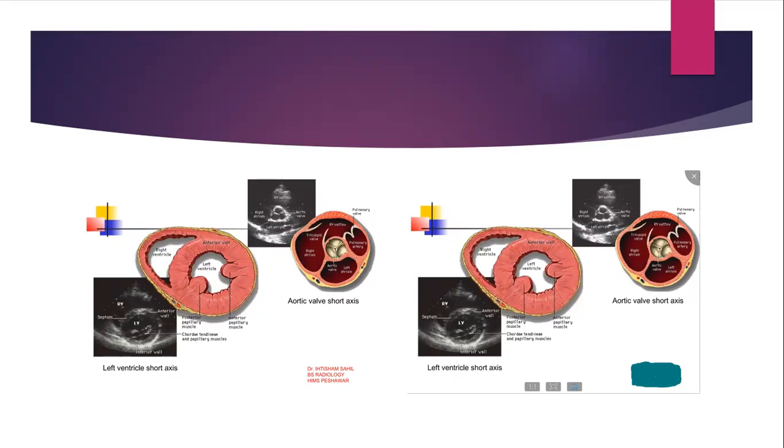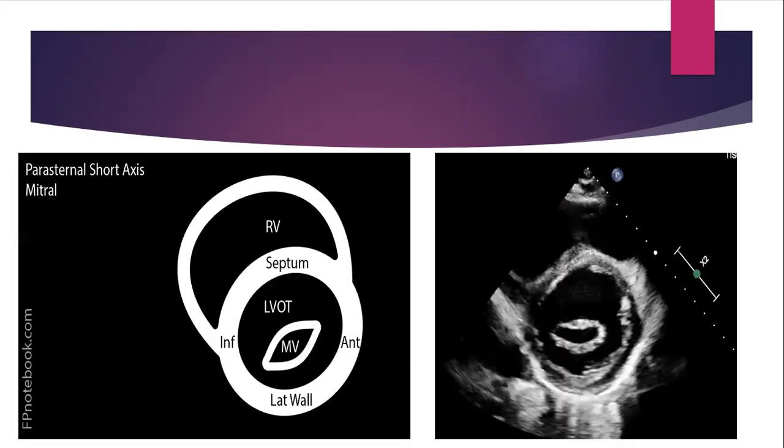And then you can see the aortic valve in a short axis. You can see the mitral valve, which looks like the Mercedes sign. Then in the left ventricle short axis, you can see how the aortic valve looks. You can see the papillary muscles, all these ones, and how they look. Now, this is the parasternal short axis.